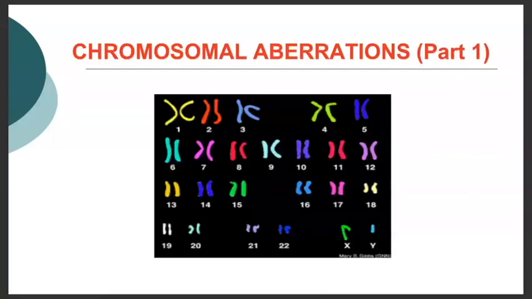This is the first part of the lecture on chromosomal aberrations. Chromosomal aberrations are a very important, medically important topic in genetics because we have multiple diseases that involve gains or losses of chromosome numbers, as well as changes in chromosomal structure that eventually result in variation of phenotypes that can have clinical significance.